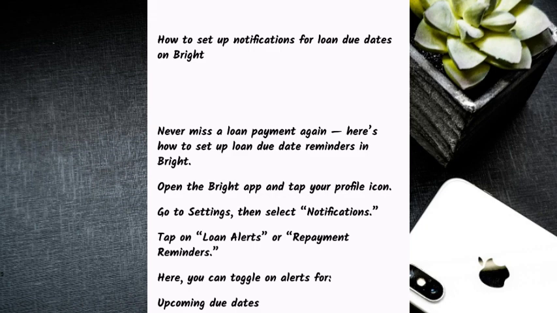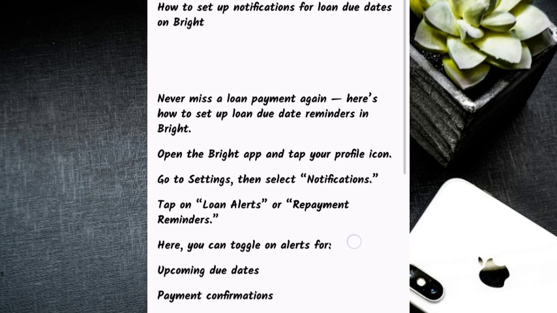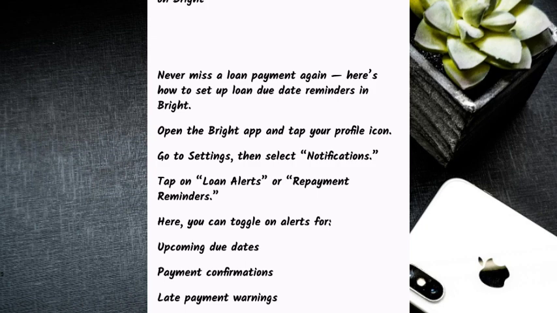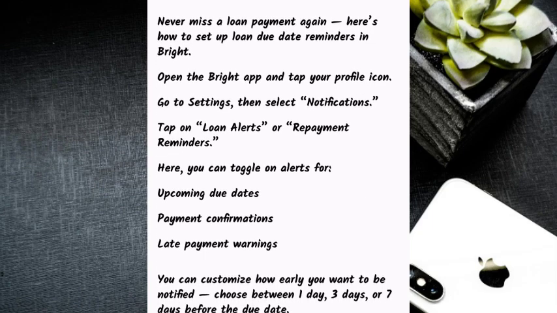Start by opening the Bright app and tap your profile icon. Go to settings and then select notifications. Next, tap on loan alerts or repayment reminders, of course depending on your version of the app. And here you can toggle on alerts for upcoming due dates, for payment confirmations, and of course late payment warnings.